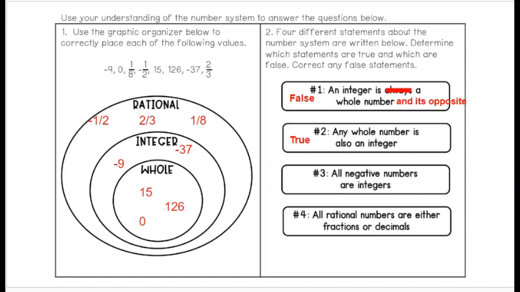Number 2, any whole number is also an integer, is true. Number 3, all negative numbers are integers, is false because all negative whole numbers are integers. If you have a negative decimal or fraction number, it is not an integer. Number 4, all rational numbers are either fractions or decimals. That is false. Not all rational numbers are either fractions or decimals. Some rational numbers are also integers and whole numbers.